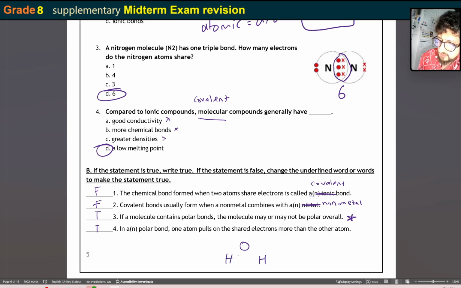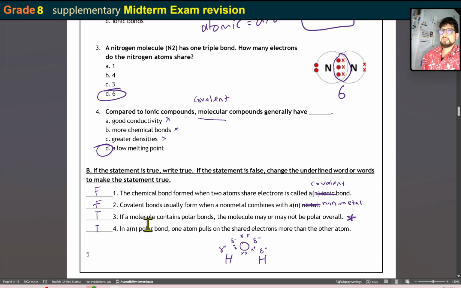And so let's say in water, oxygen has 6 valence electrons: 1, 2, 3, 4, 5, 6. Now, while hydrogen shares 1. So what tends to happen is that the oxygen has a slightly stronger pull, which makes it slightly more negative, because remember, it's pulling electrons and electrons are negative. And so the hydrogen becomes slightly more positive. And that's how polar bonds are formed.